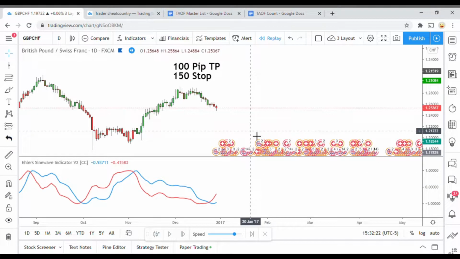Alright, so as I said, today's indicator is the Ehlers Sinewave indicator. It is V2, as in version 2. So this is the second version. There was an original version and then obviously this one as well.